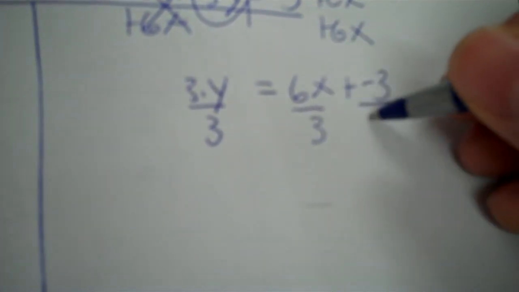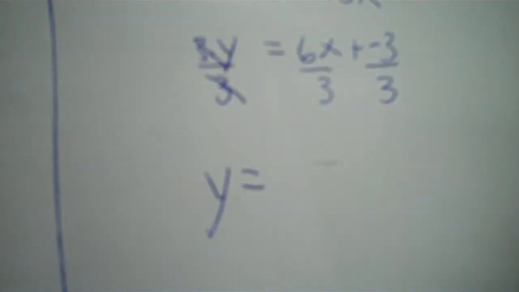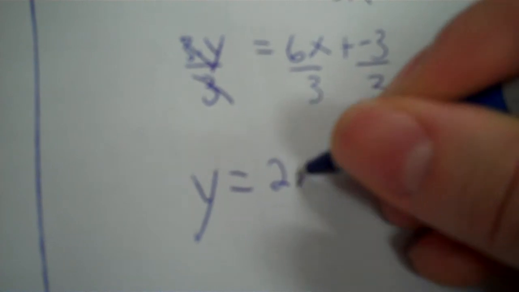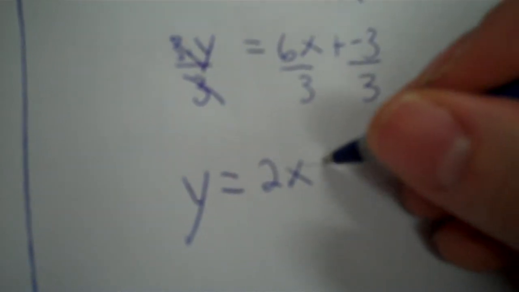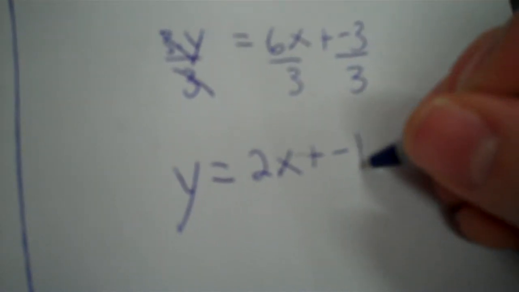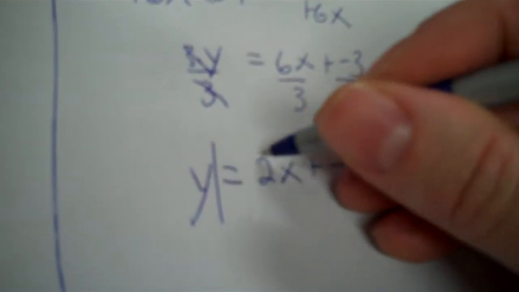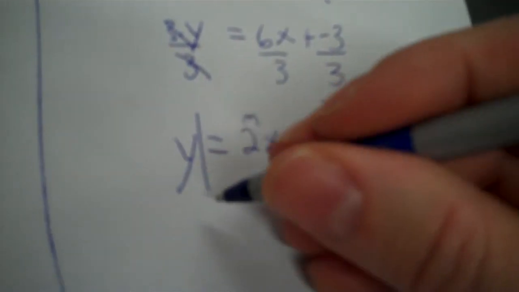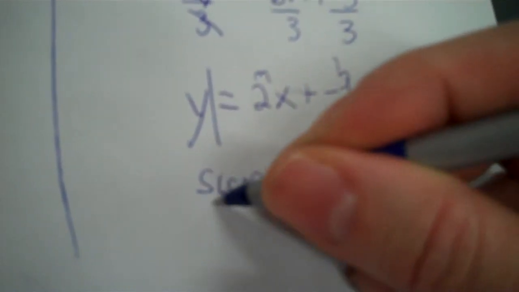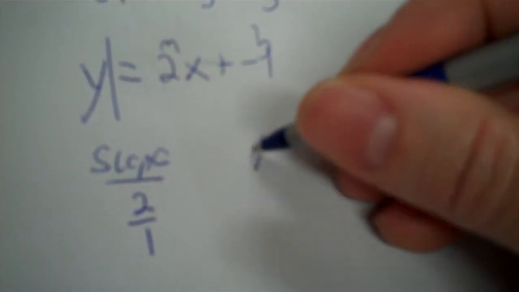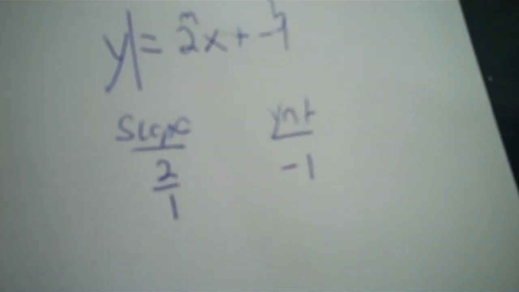Now divide every value in the equation by 3. 6 divided by 3 is a whole number. It's 2, 2x. Negative 3 divided by 3 is also an integer, so negative 1. M, b. So slope 2 over 1, y-intercept negative 1.